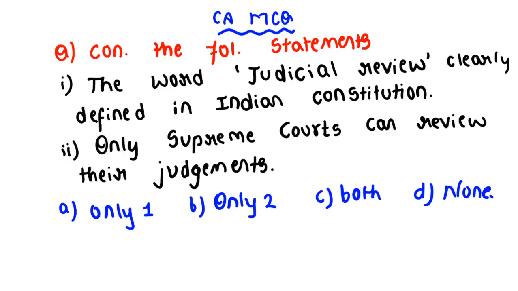Let's see yesterday's current affairs based MCQ. We shall solve this answer and then go for our articles. Consider the following statements. Is the word judicial review clearly defined in the constitution? Absolutely no. The word judicial review was not defined in the constitution, and nowhere is the word mentioned in the constitution. Clear? Then you might think, sir, what about article 32? Isn't it a judicial review? No, it is not judicial review.